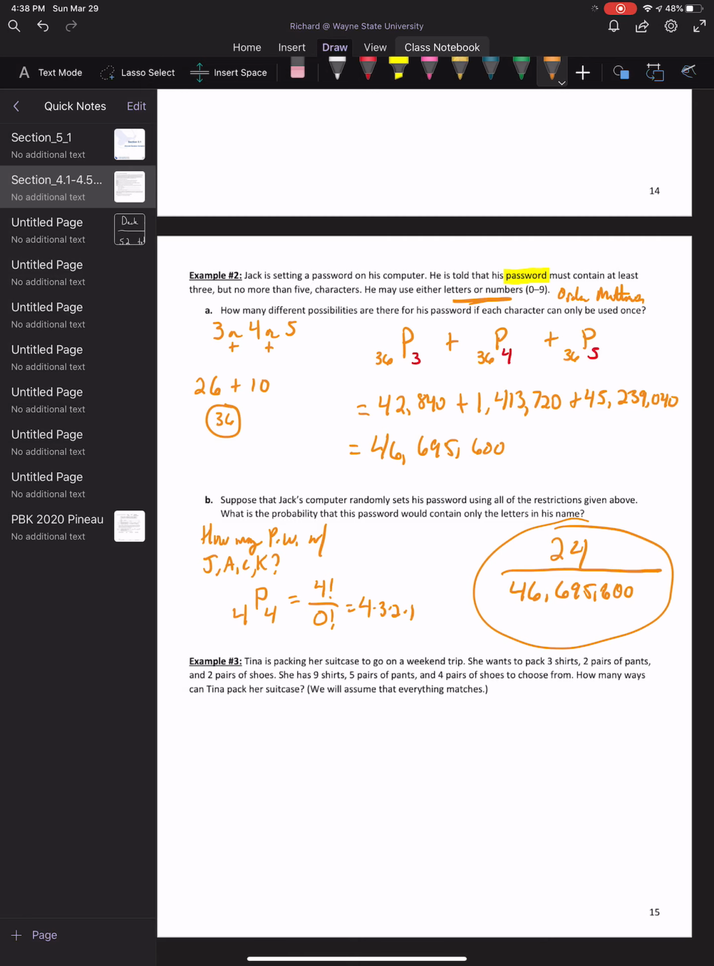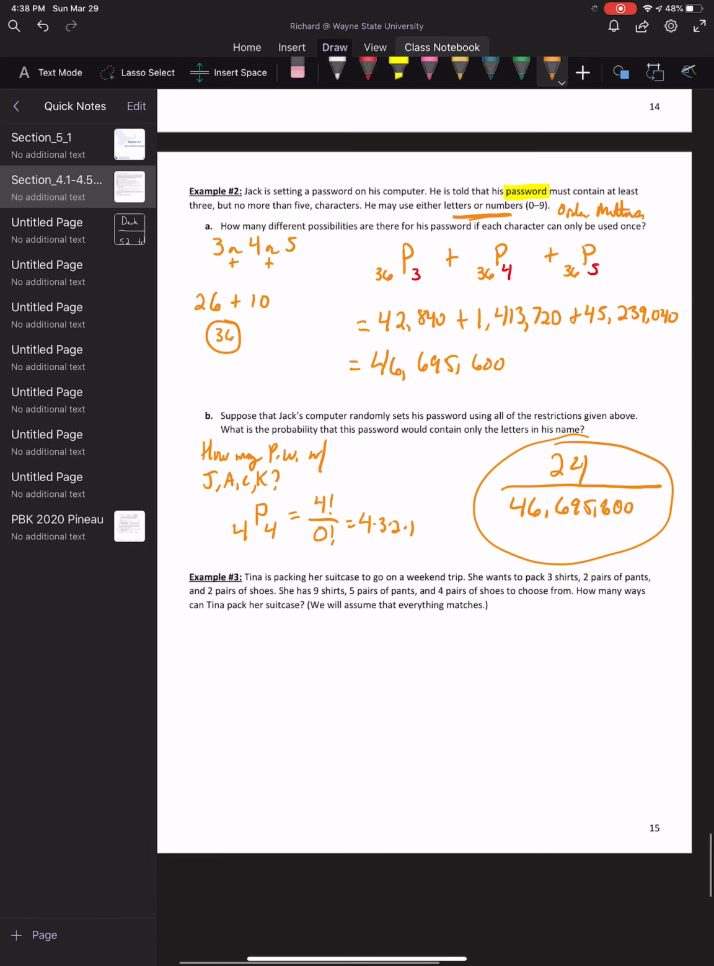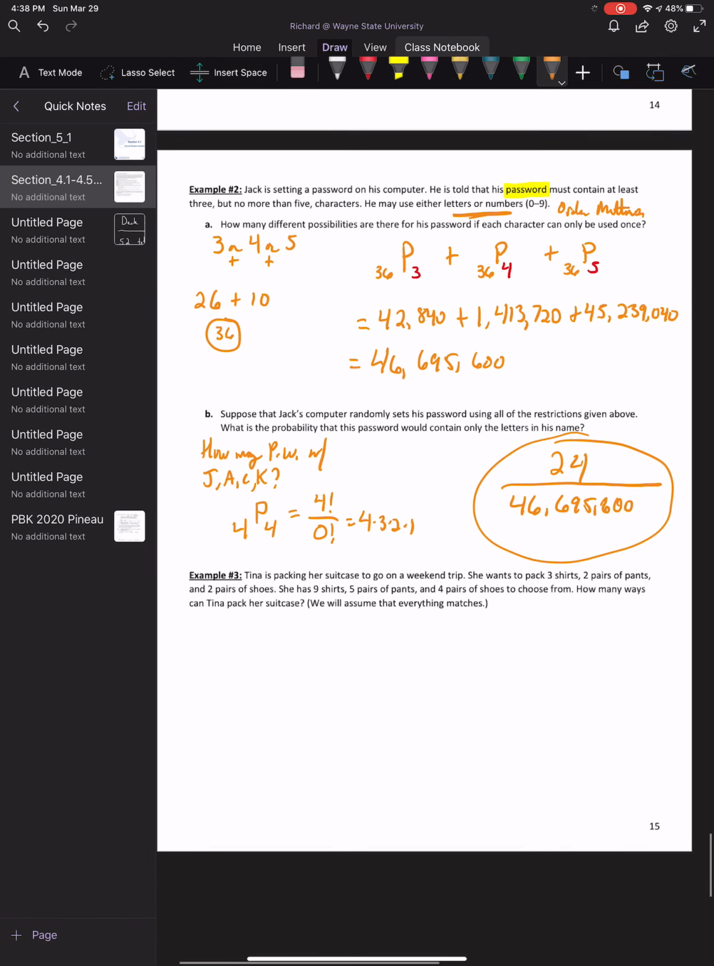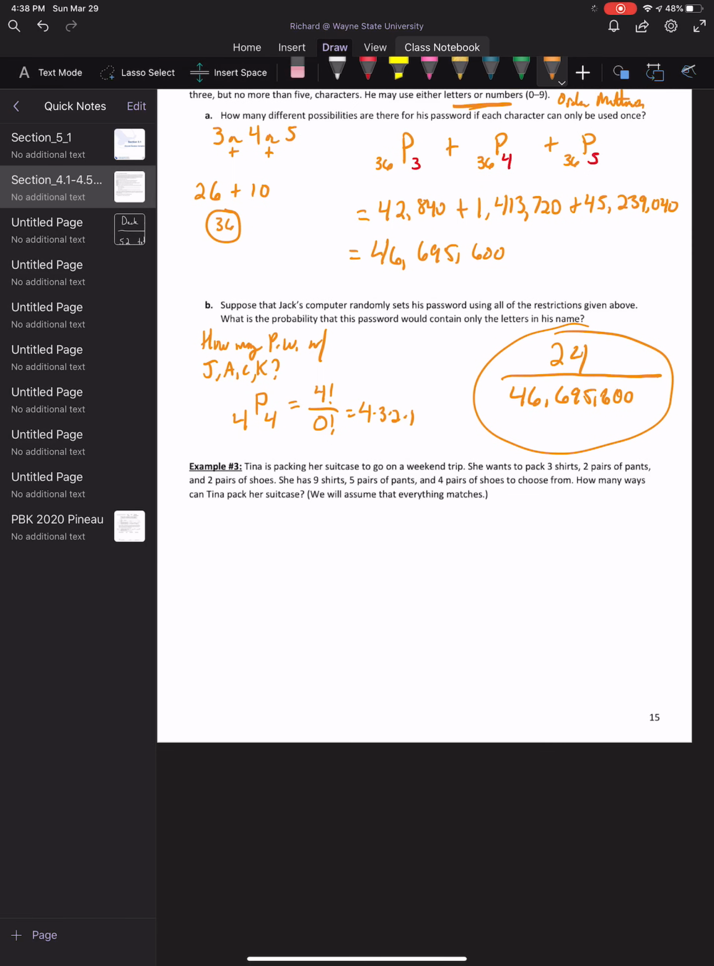And the last example, we made it. We've got Tina. Tina's packing her suitcase to go on a weekend trip. She wants to pack 3 shirts, 2 pairs of pants, 2 pairs of shoes. She's got 9 shirts, 5 pairs of pants, and 4 pairs of shoes to choose from. How many ways can Tina pack her suitcase? We assume everything matches. Well, good for her.